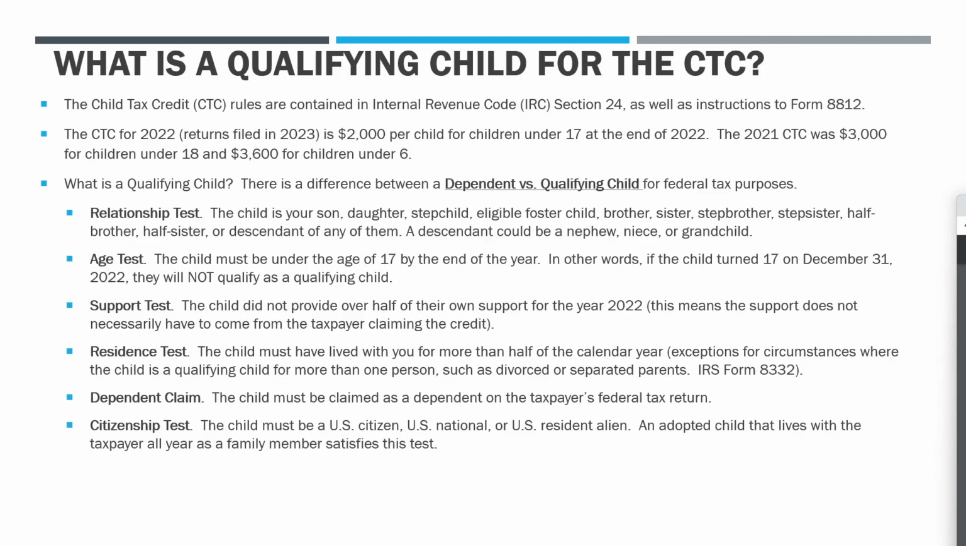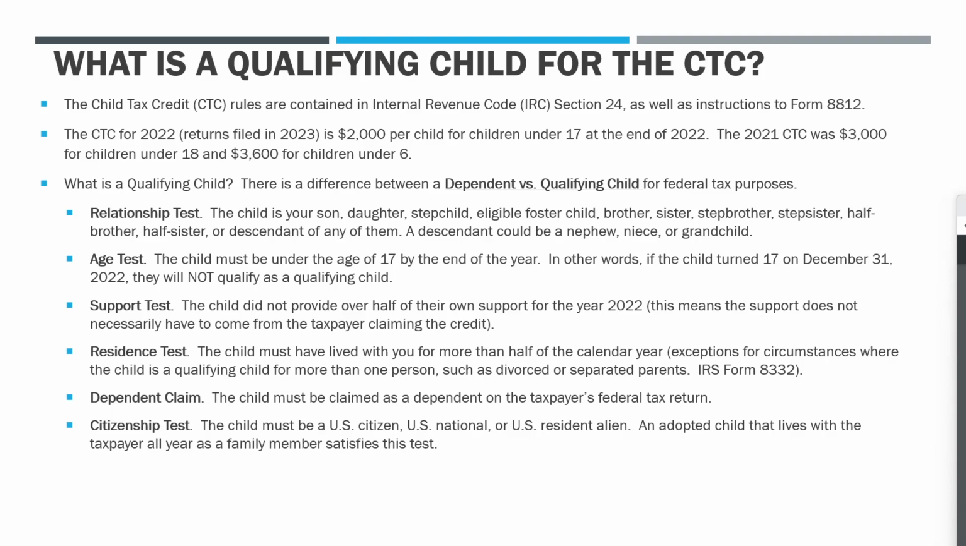So that's one big sticking point that a lot of people overlook. They think, okay, well, I have a son that's under 19, or I have a child that's a student. If they're a full-time student, they can be under the age of 24 and still qualify as a dependent, but they're not going to meet the definition of qualified child for purposes of the child tax credit.